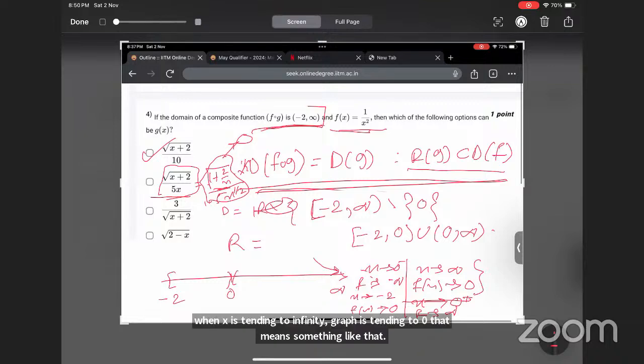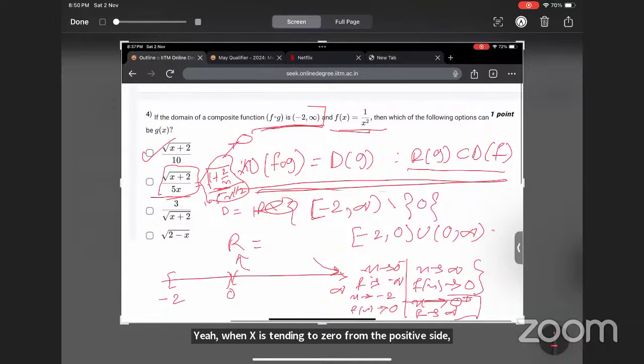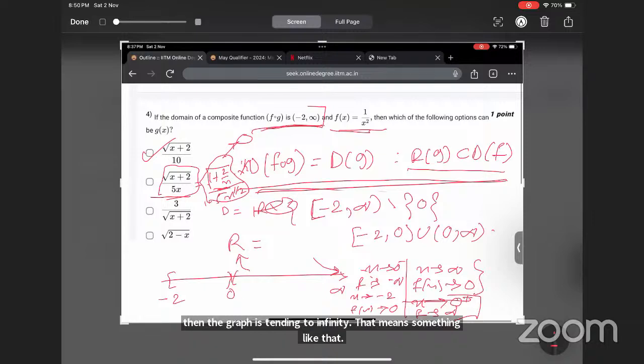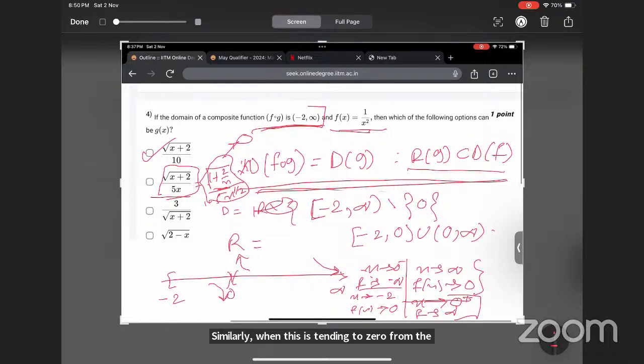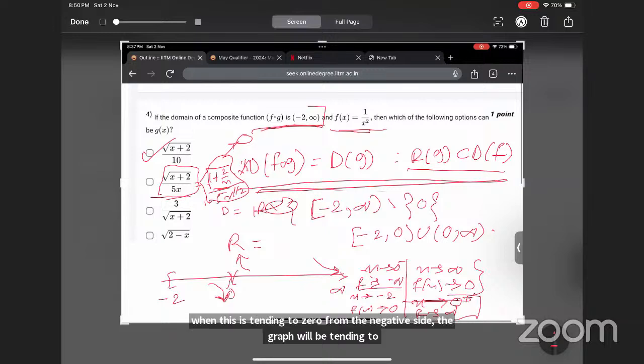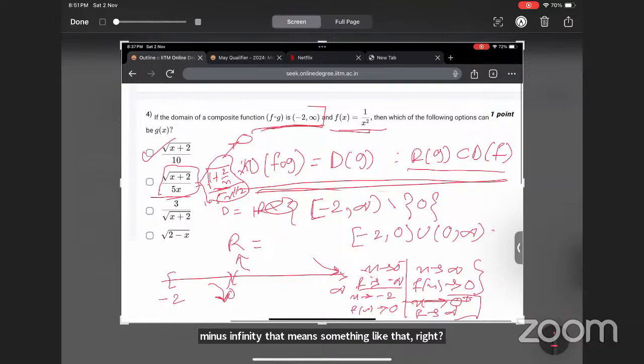Is it clear? When x is tending to 0 from the positive side, then the graph is tending to infinity. That means something like that here, right? In the above direction. Similarly, when x is tending to 0 from the negative side, the graph will be tending to minus infinity. That means something like that, right? Near 0. And when x is tending to -2, then the graph will be tending to 0, like that. Is it clear?